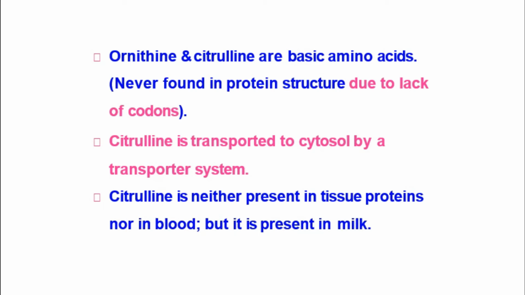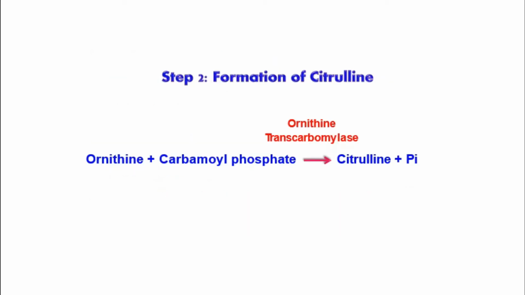Citrulline is transported to the cytosol afterwards by a transporter system. So citrulline is also not found in any tissue proteins, nor in blood. However, citrulline can be found in milk. So this is step 2, formation of citrulline. Carbamoyl phosphate and ornithine are converted into citrulline with the help of the enzyme called ornithine transcarbamylase.